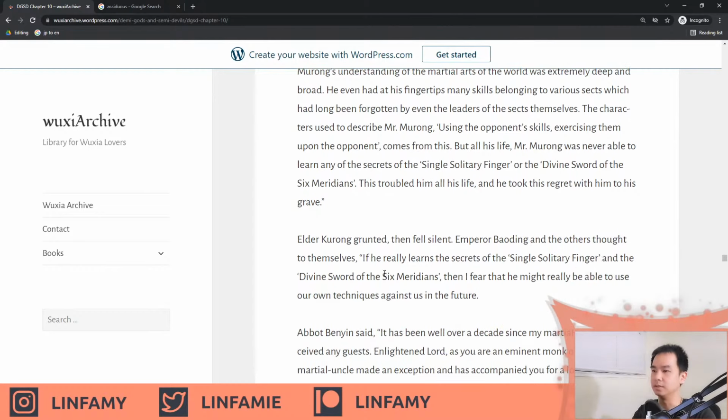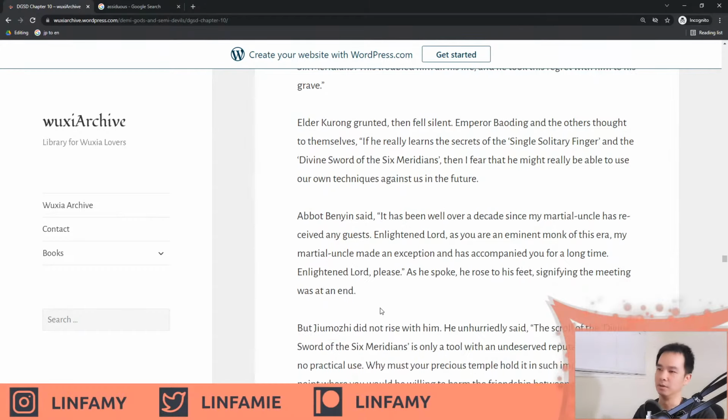Elder Kurong grunted, then fell silent. Emperor Baoding and the others thought to themselves, if he really learns the secrets of the Yi Yang Finger and the divine sword of the 6 meridians, then I fear that he might really be able to use our own techniques against us in the future.